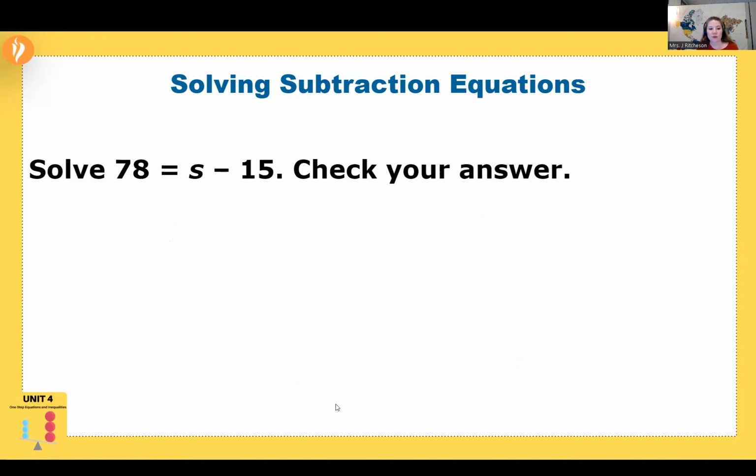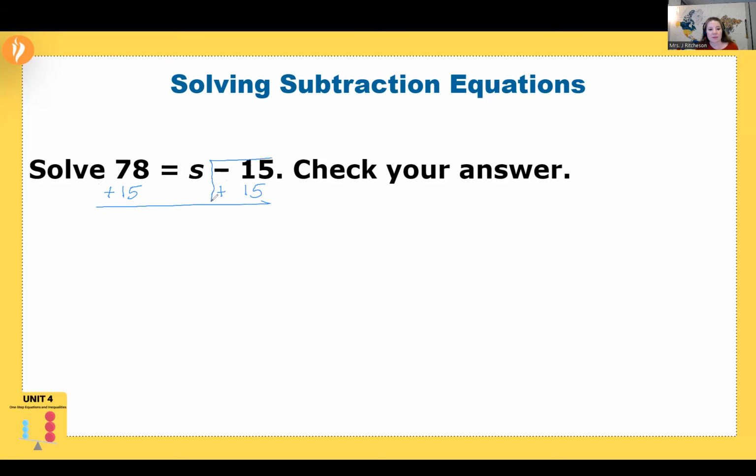All right, so first thing you do is find your variable. So what is happening to our variable s? It is being subtracted 15. So then we need to think, what is the opposite of minus 15? The opposite of minus 15 is plus 15. We're going to add 15 to both sides.